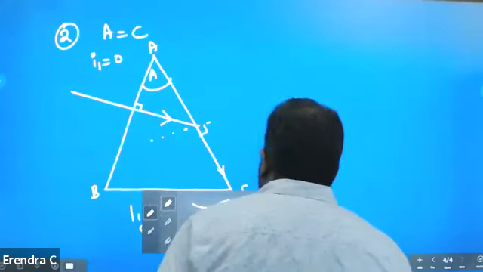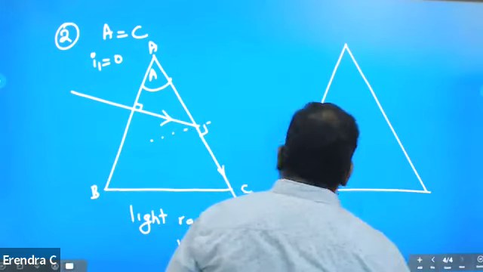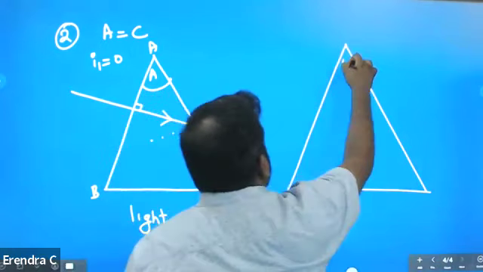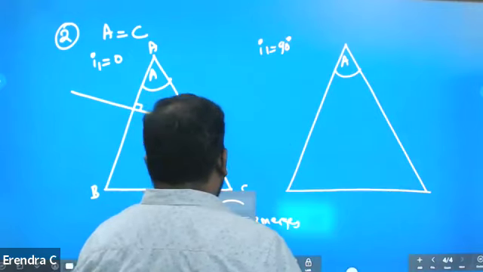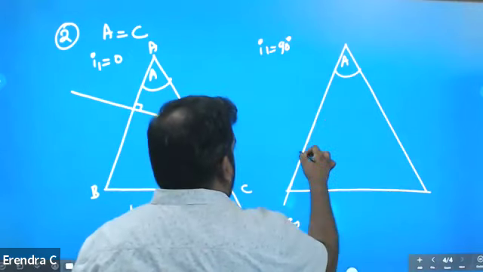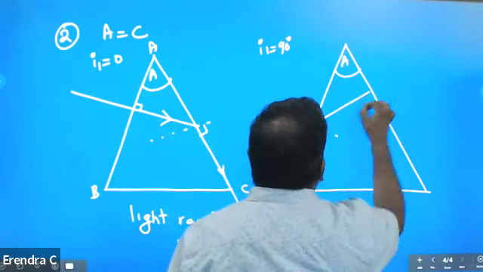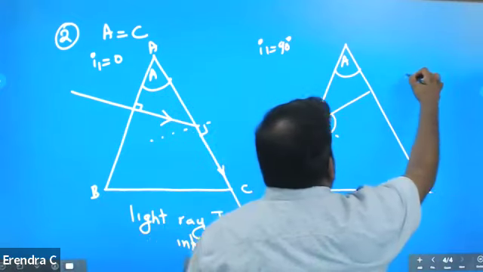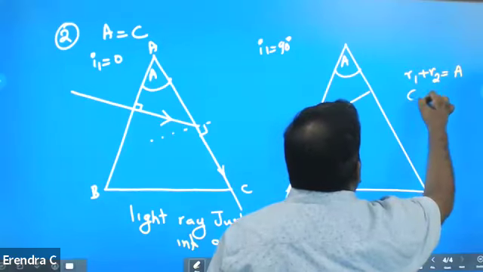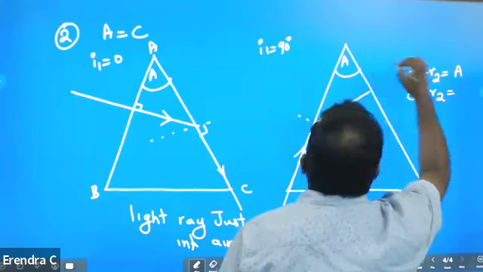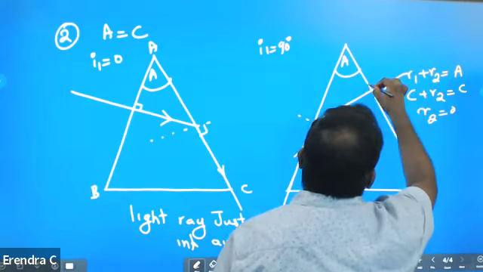I equals 90. Light rays will go along the boundary. Here, critical angle. R1 plus R2 is equal to prism angle. R1 is C, A is also equal to C, so R2 equals 0, which means it goes along the normal.